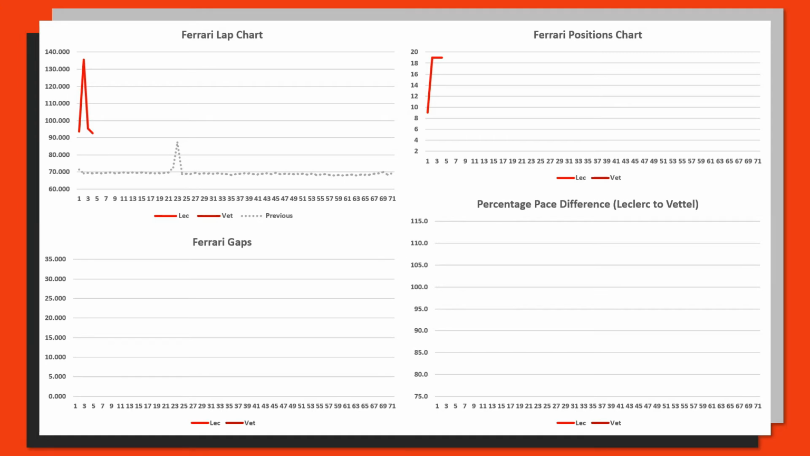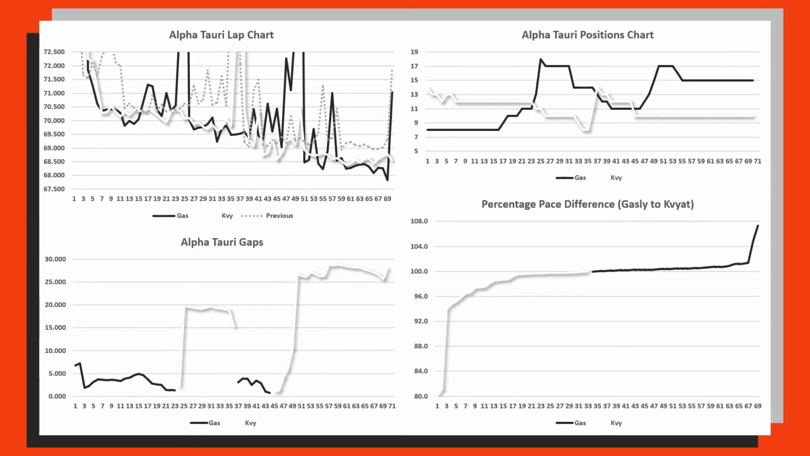So leaving Ferrari, we head on into Alfa Tauri, and here there is a lot of data that we can talk about. And once again, their 2020 car is much the same.